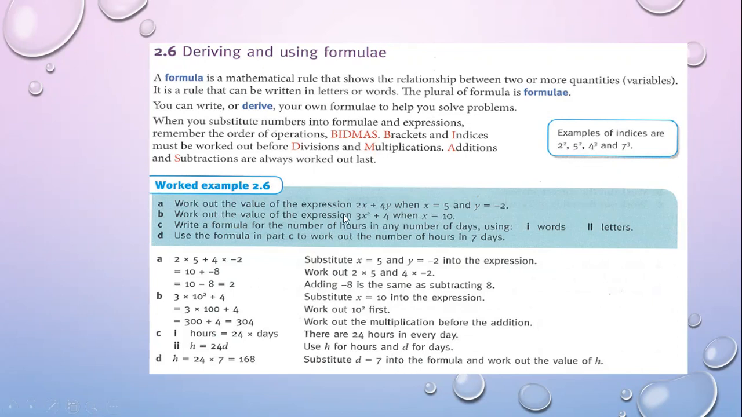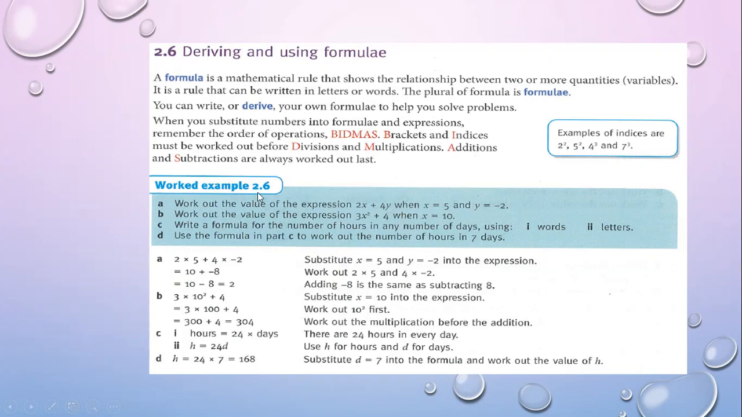Now indices, examples of indices are given. After brackets, if you find any number in the form of squares, like 2 squared, the square of 2 is 4, the square of 5 is 25, the cube of 3. Any numbers that you find like this are all your indices.